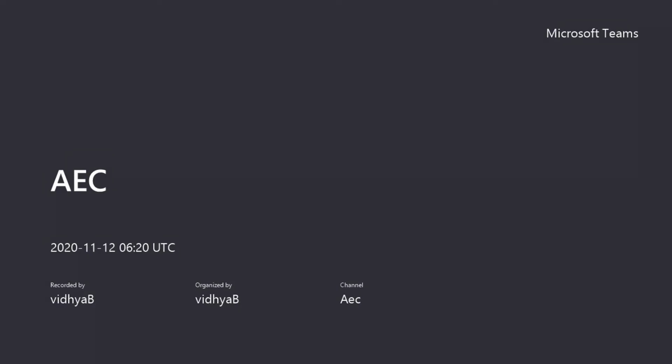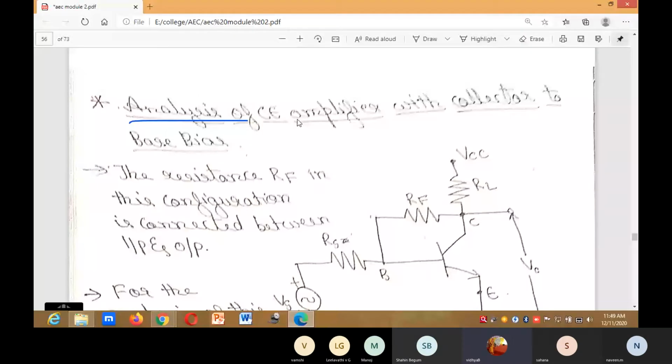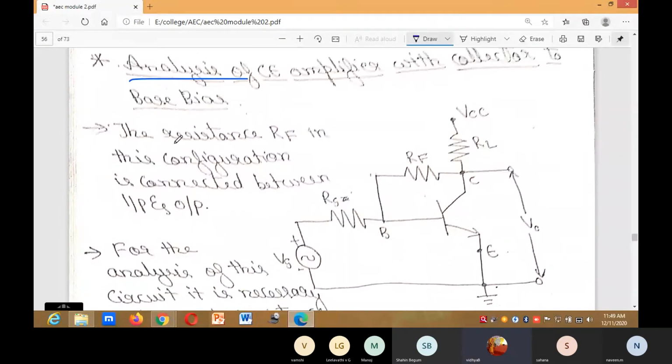Today we shall discuss the analysis of CE amplifier with collector to base bias. The resistance RF, you can observe, is connected between the input and also output.